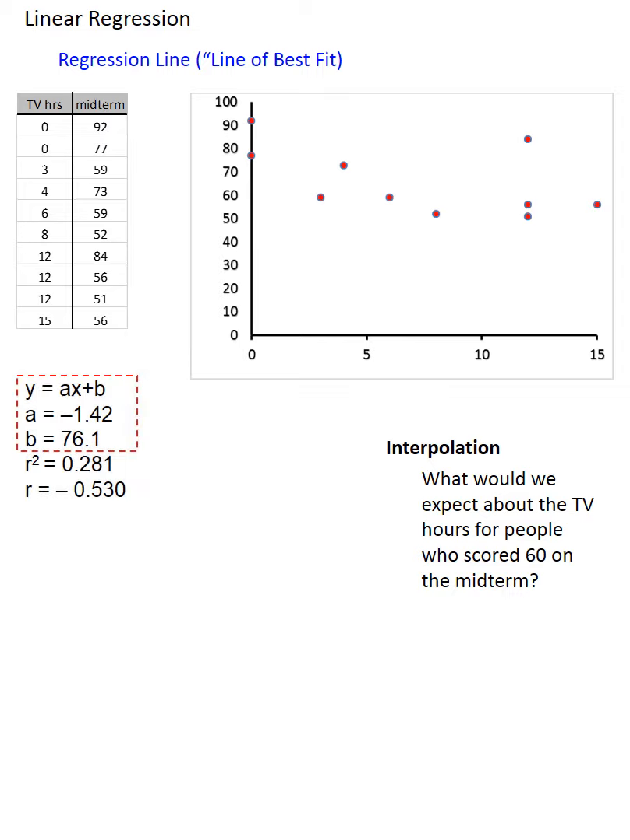Again, we take our A and our B from our linear regression screen on our calculator. We make an equation out of it. And I like to write in what y and x represent. It kind of keeps me grounded. If I'm just working with x's and y's, I tend to forget what they mean. Okay, now we can use this equation as an interpolation.